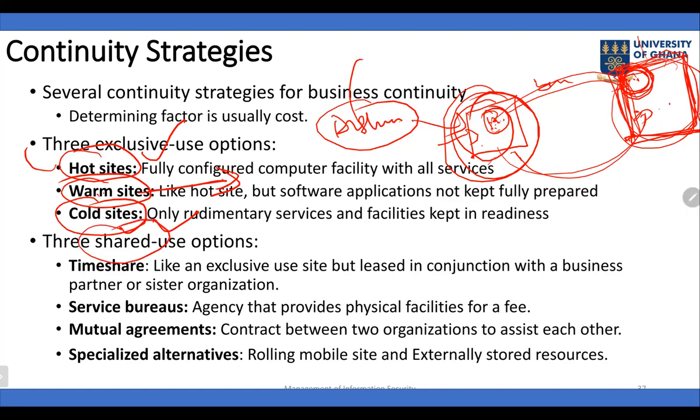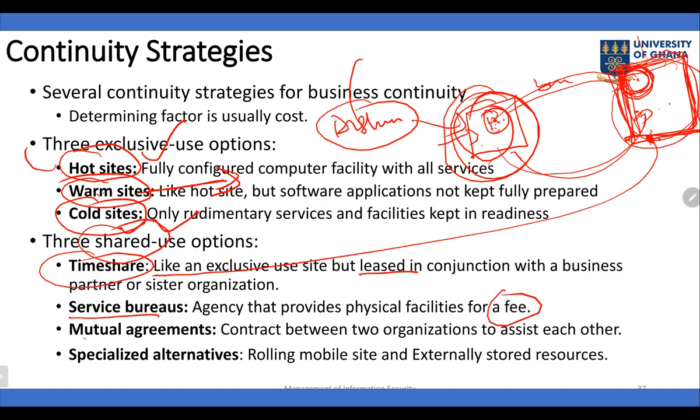Then we have time-shared, like an exclusive use of a site. This space that I'm talking about, whether it's hot, warm, or cold, can be time-shared. What it means is that you have a business partner or a sister organization that will lease this space for you to use. Maybe they have a lot of branches and they lease one of their branches to you as a backup for your business. Then the service bureau, that one is an agency. Their work is to provide spaces for companies when they need contingency space to continue their business. They give you a space, you use it, then you pay for it.